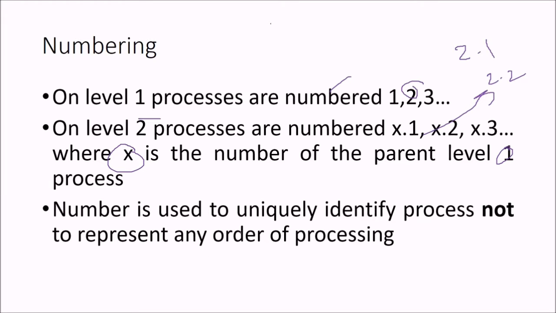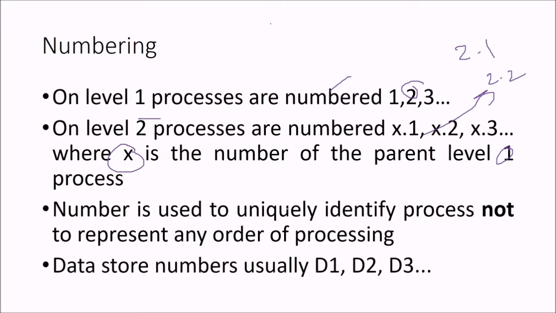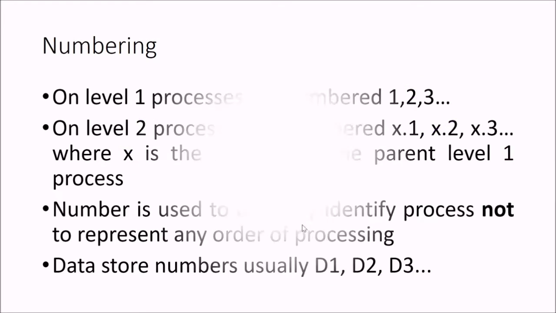The number is used to uniquely identify a process, not to represent any order of processing. Right? The number is used to uniquely identify a process, not to represent any order of processing. And data stores are numbered like this: D1, D2, D3, capital D1, D2, D3.